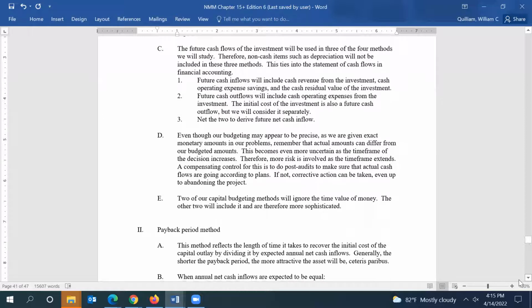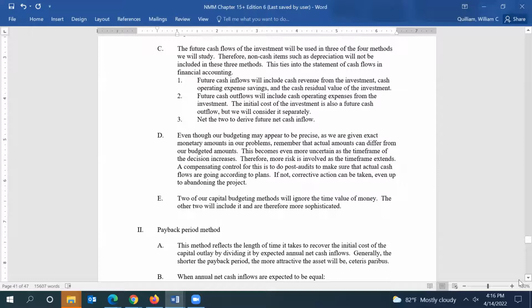Now in C, again, we'll generally think in terms of cash flows, except in one model, which is the accounting rate of return method. Well, the future cash flows of the investment will be used in 3 of the 4 methods we'll study. Therefore, non-cash items such as depreciation will not be included in these 3 methods. This ties in to the statement of cash flows in financial accounting. You'll recall in financial accounting, you had to adjust cash flows for depreciation because depreciation is a non-cash expense. I'll show you that as we go through some examples.